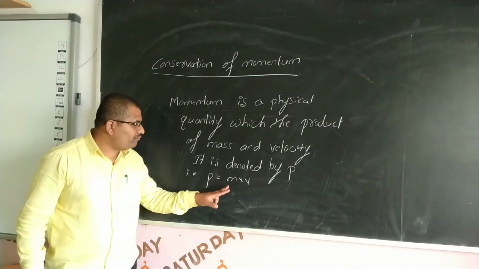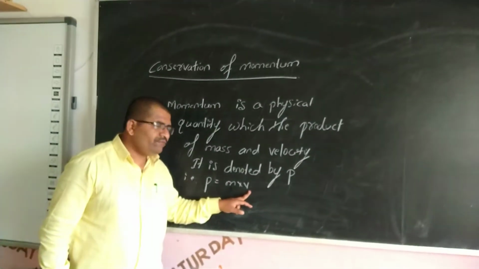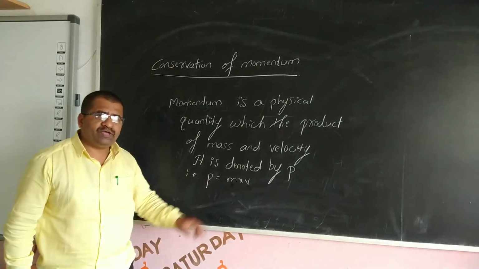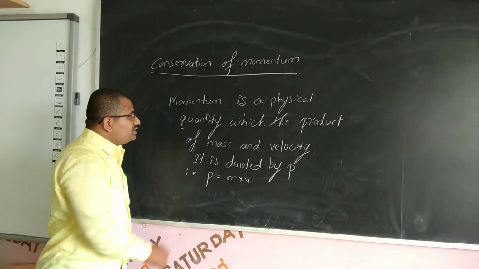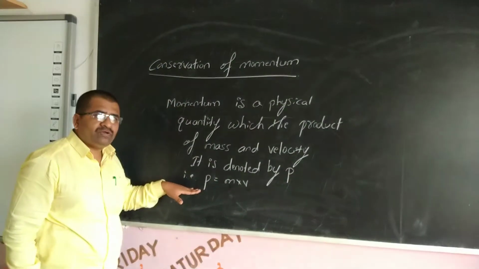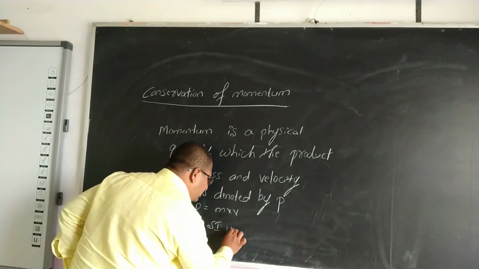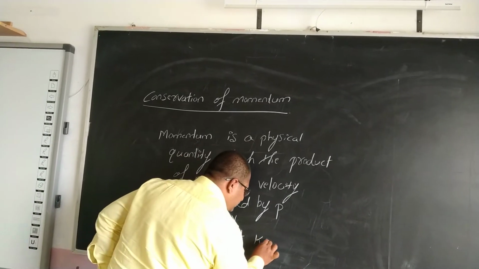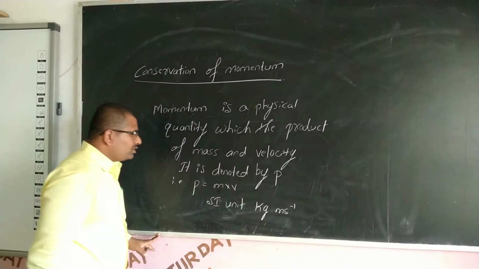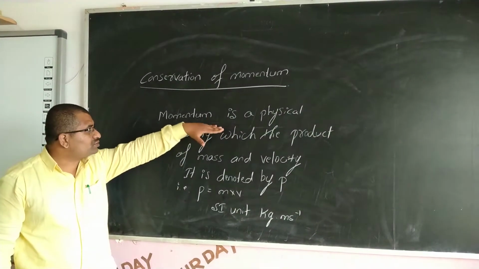Momentum is the product of mass and velocity, where m is the mass and v is the velocity of the object. So this is the definition of momentum, and this is the formula to calculate it. The SI unit of momentum is kg meter per second. So this is all the basic information regarding the concept of momentum.